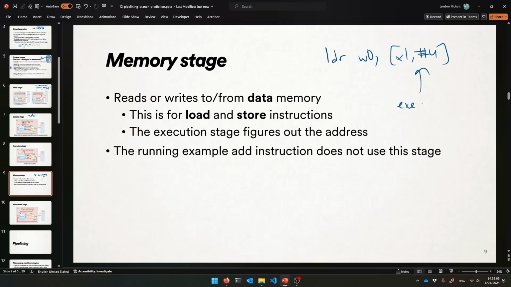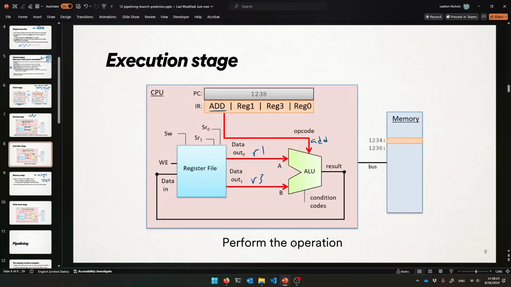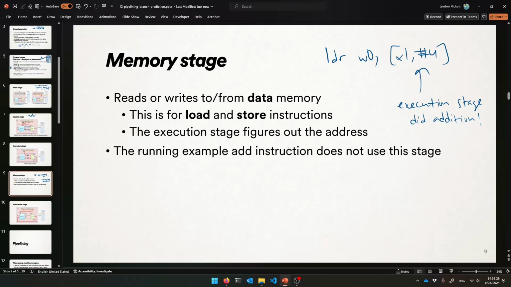So the execution stage needs to happen first, right? To compute this fancy address. Execution stage did addition for us. Isn't that so nice of it? Okay. So the execution stage figures out the address. That's why it has to happen then. And then yeah, this add example that your book is drawing does not use the memory stage because it is only dealing with registers.